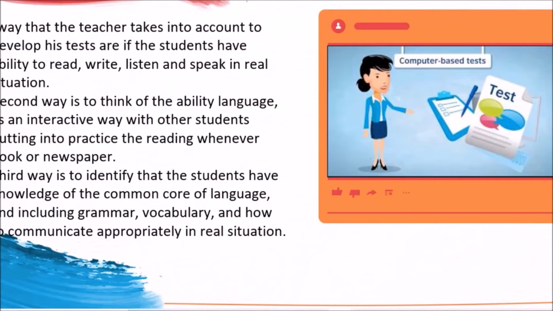The second important way is to think of language ability as interactive with other students, put into practice when the student is speaking about whatever topic, book, or newspaper. The third way is to identify whether the student has knowledge of the common core of the language, including grammar, vocabulary, and how to communicate appropriately in real situations.